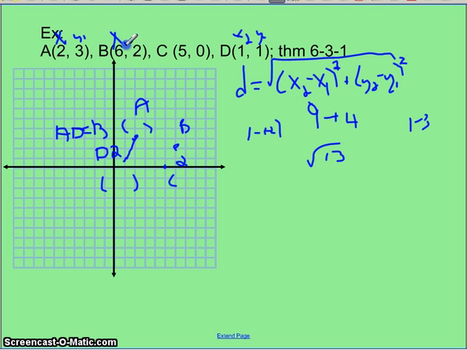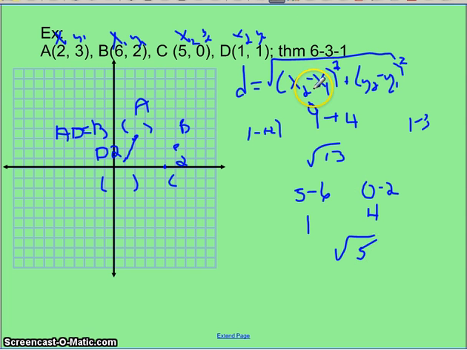So I'm going to relabel here x1, y1, x2, y2. So I'm going to take x2, which is 5, minus 6, which is a -1. Squared would just be a 1. And then I've got, let's see. Yeah, I did that right. Now I've got 0 minus 2, which would be a -2. -2 squared would be 4. That would actually be the square root of 5.